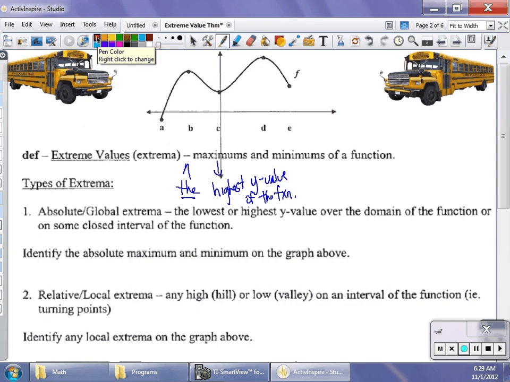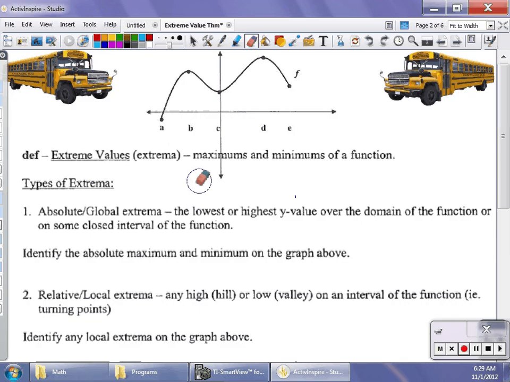Oops, actually, let's back up here. I'm not talking the extreme values yet. All right, so let's back up. Extreme values, maximums and minimums. And then there are two types of extrema.